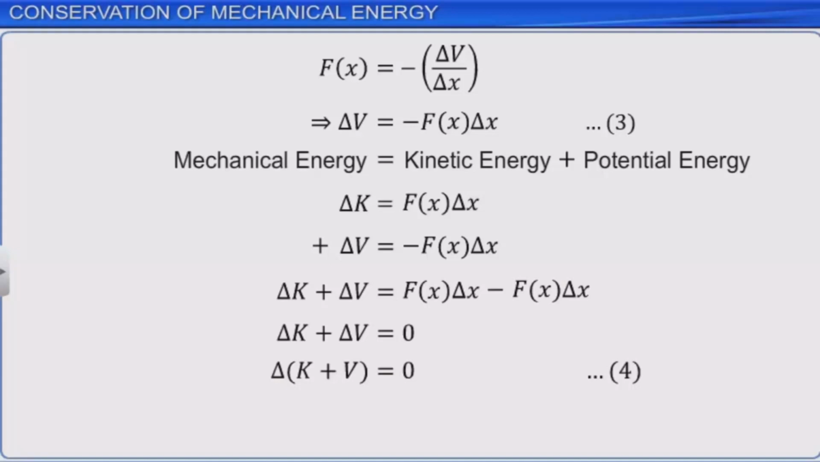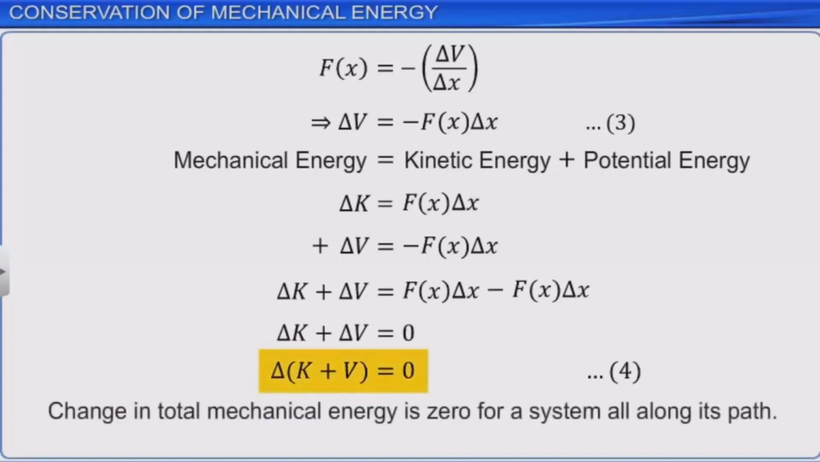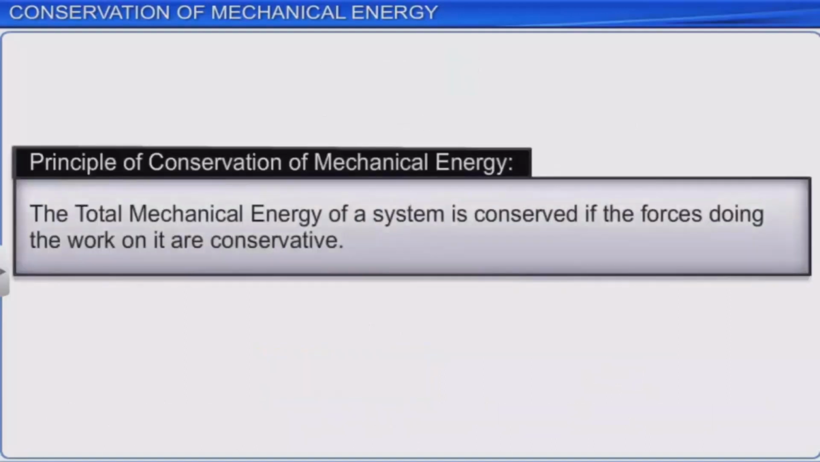Since delta of K plus V is the total mechanical energy, we can say from equation 4 that the change in total mechanical energy is zero for a system all along its path. This is the principle of conservation of mechanical energy, which states that the total mechanical energy of a system is conserved if the forces doing the work on it are conservative.